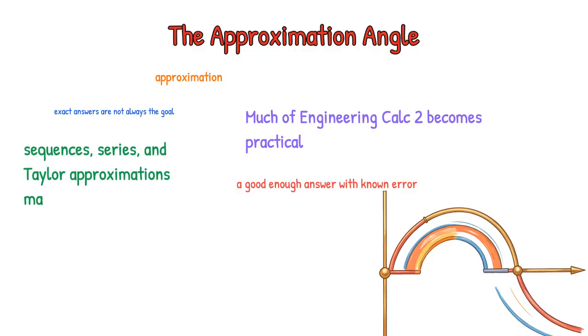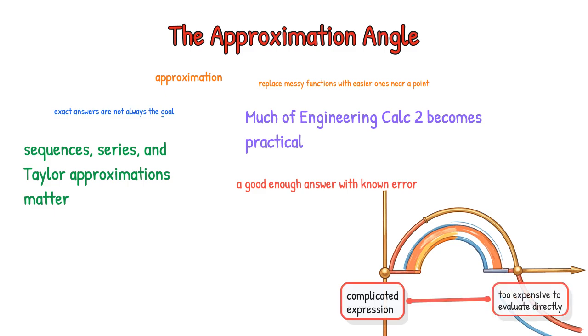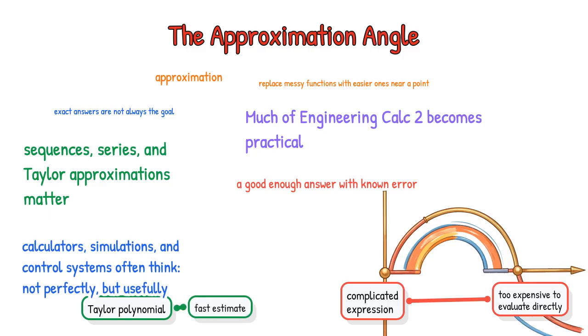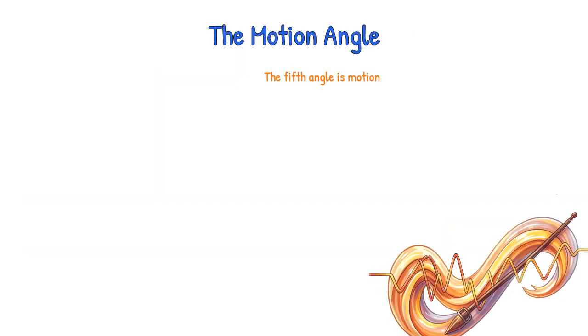That's why sequences, series, and Taylor approximations matter. They let you replace messy functions with easier ones near a point. For example, in computation or modeling, a complicated expression might be too expensive to evaluate directly, but a Taylor polynomial can give you a fast estimate that's accurate enough for engineering use. This is basically how calculators, simulations, and control systems often think. Not perfectly, but usefully.